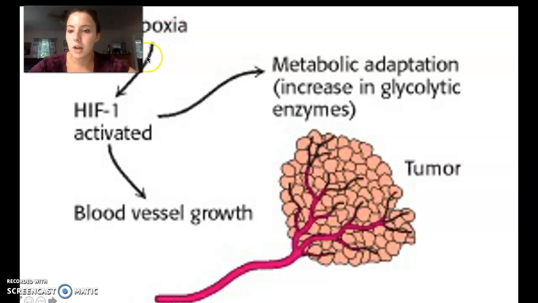Here we see the hypoxia. It leads to HIF1, hypoxia-inducible growth factor, which is going to help make glycolysis more efficient because it's going to increase the expression of glycolytic enzymes over here and GLUT1 and 3, which is going to allow more glucose to enter the brain cells where the tumor is located.